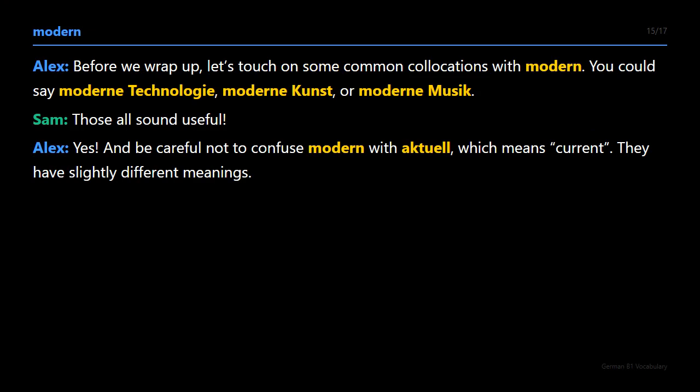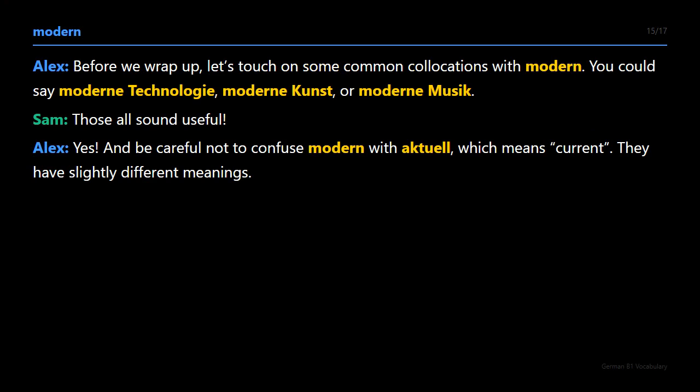Before we wrap up, let's touch on some common collocations with modern. You could say, moderne Technologie, moderne Kunst, moderne Musik. Those all sound useful.